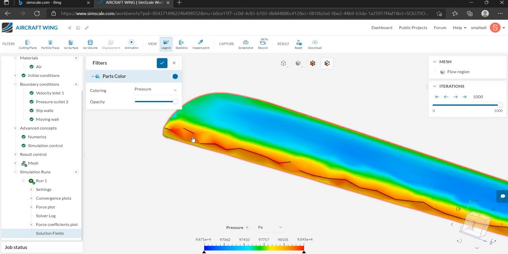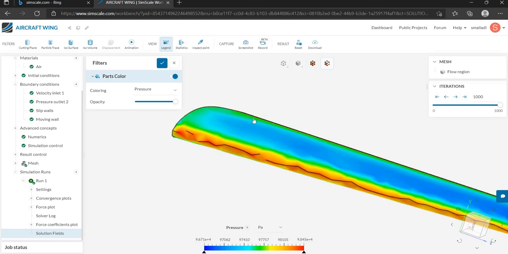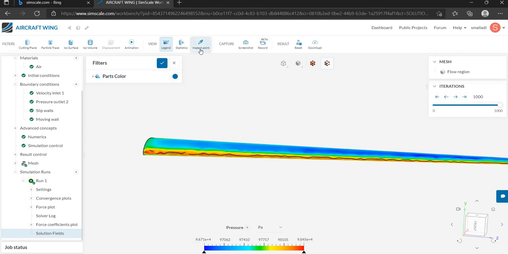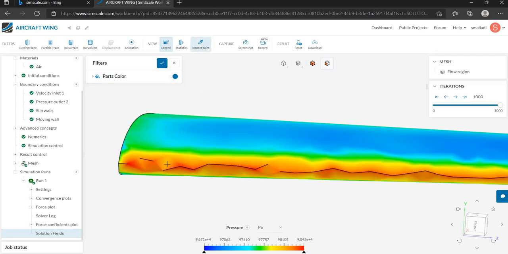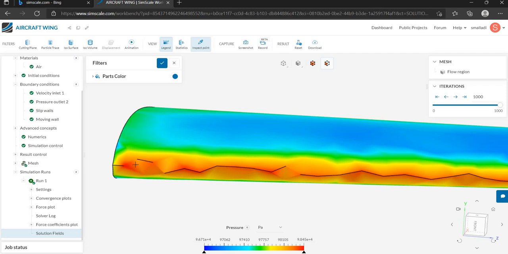We can also inspect the value of pressure at any point on the surface of the wing. For that, go to inspect point and click at any point on the surface of the wing to inspect the value of pressure at that point. So at this point, the pressure value is 9.845e4 Pascal. You can click and inspect the value at any point on the surface of the wing.